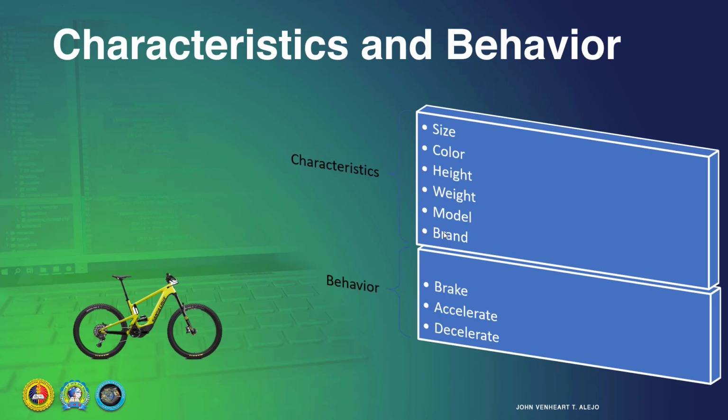The type. There are mountain bikes, eco bikes, and road bikes. So there are kinds of bikes, and we can have the kind as a characteristic, like the e-bike. Now we go to the behavior. The bike can brake, accelerate, and decelerate. Can you add something more to the behavior of the bike?